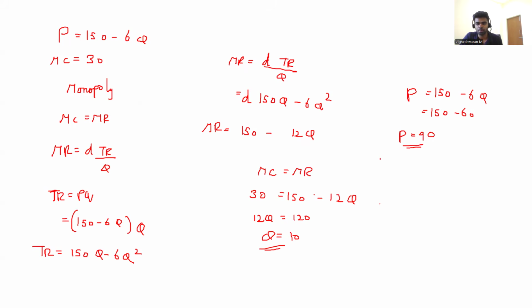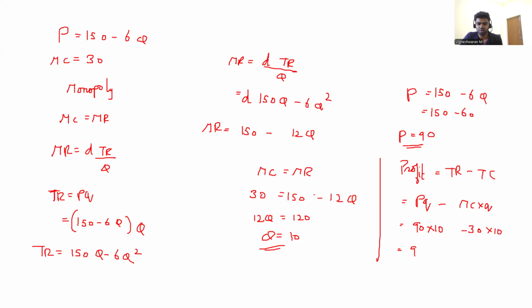Now I want to find the profit. Profit is equal to total revenue minus total cost. So total revenue we found as PQ. Total cost is MC into Q. So it will be 90 into 10 minus marginal cost of 30 into 10. So it will be 900 minus 300. It is 600. Okay. See, in perfect competition, sorry, in monopoly, the profit will always be more, or at least positive. It will never be zero or negative.